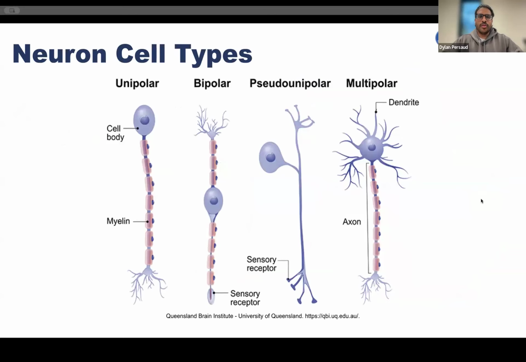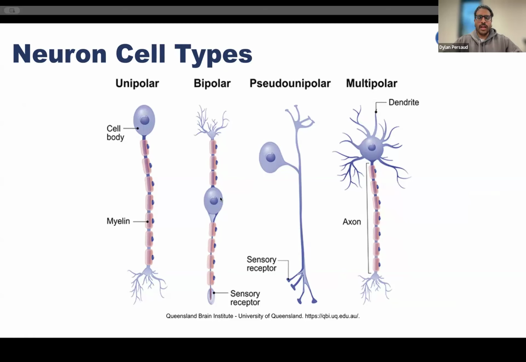So we have different neuronal cell types. They come in different flavors. Okay, so we have unipolar, we have bipolar, pseudo-unipolar, and multipolar. So unipolar has one process or one axon, and it doesn't have anything else coming off of it. It just has a myelin sheath that has one axon, and then we'll have its processes down here. Again, you could imagine that this is where your next neuron or muscle is going to be.